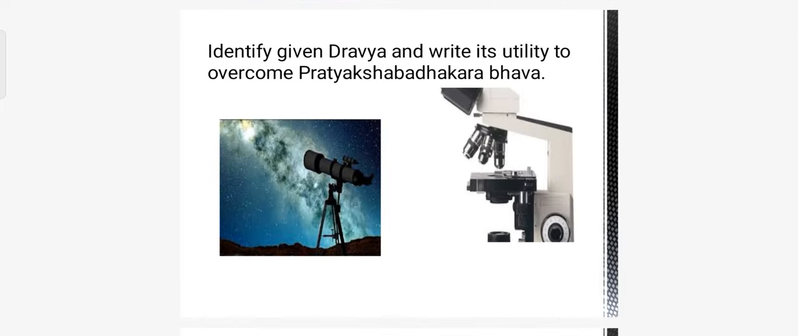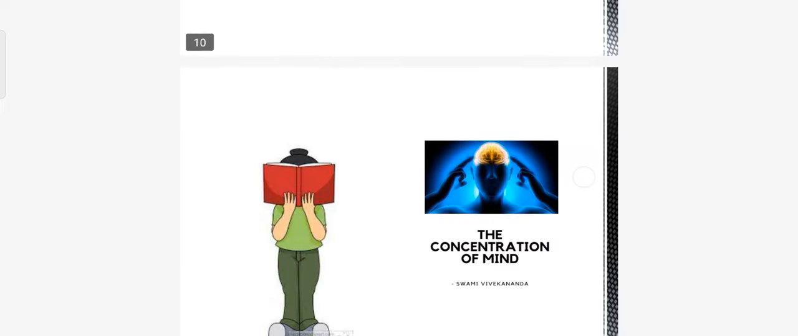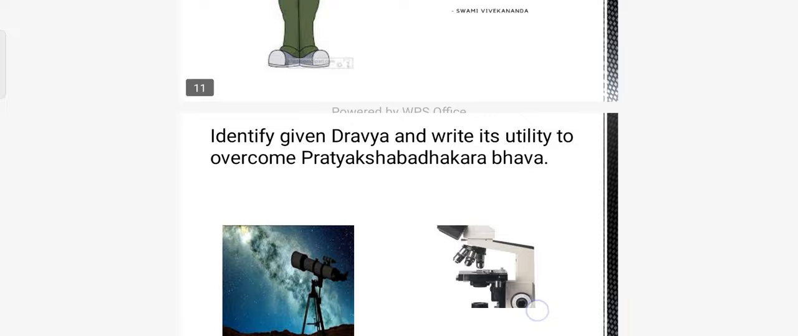So moving on to the next way of asking a question in the Pratyaksha Badhakara Bhava: identify the given Dravya and write its utility to overcome Pratyaksha Badhakara Bhava. Okay, so you already know, there are two images here, and here also another two. So the answer might be: for the telescope, Ati Durat, because it helps us to see far away things like the planets, stars, etc. Microscope for the Ati Sukshma, because it helps us to see the microorganisms which are present.